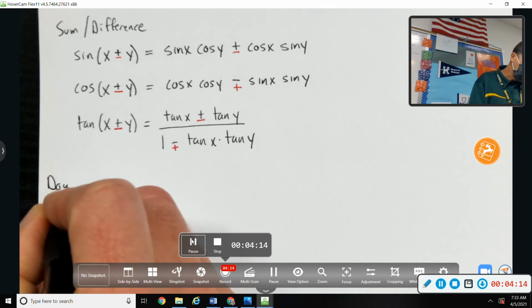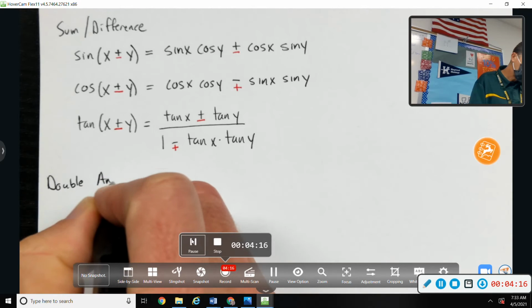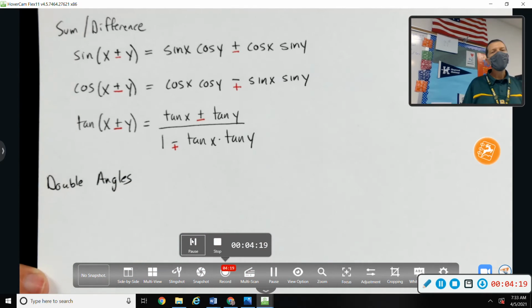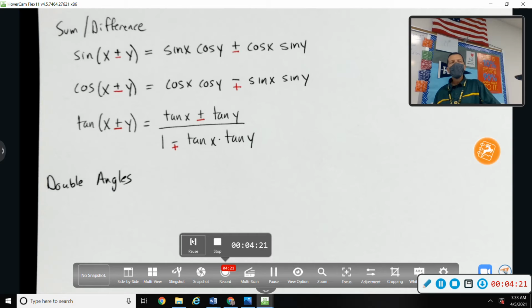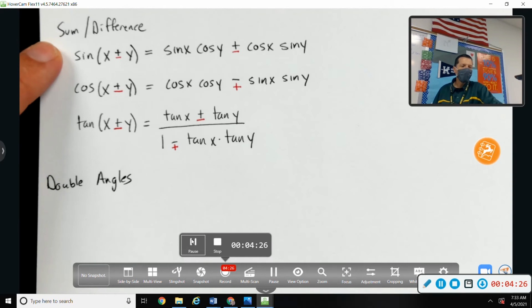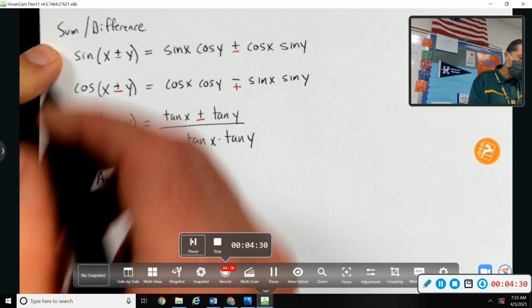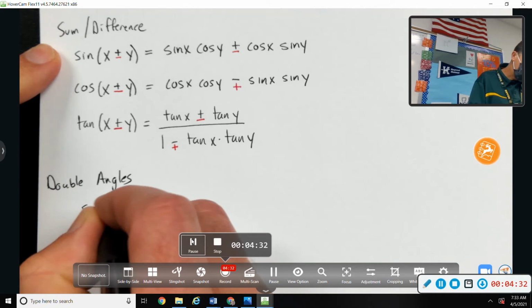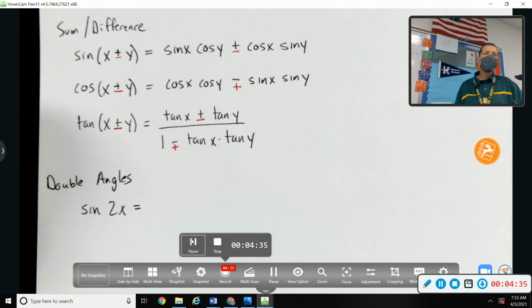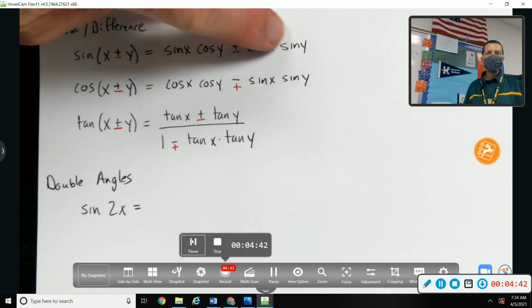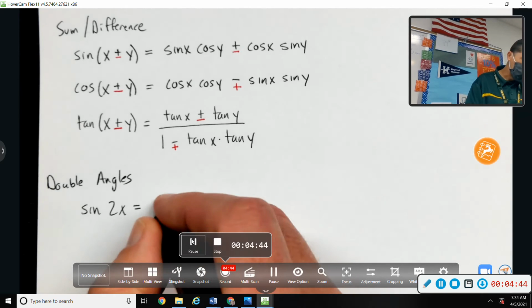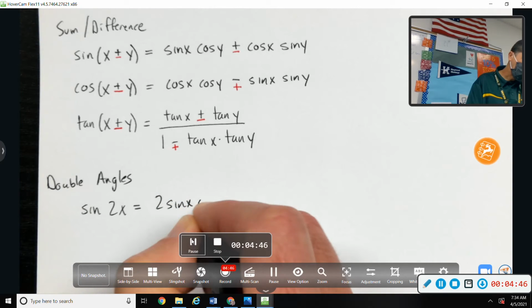Next, we did double angle formulas. But all of those we derived from using the sum formula with x and x. So if I want the double angle for sine, that's the sine of x plus x, which would be the sine of 2x. And then we just replace all the x's and y's with x's, and we end up with 2 sine x cosine x.